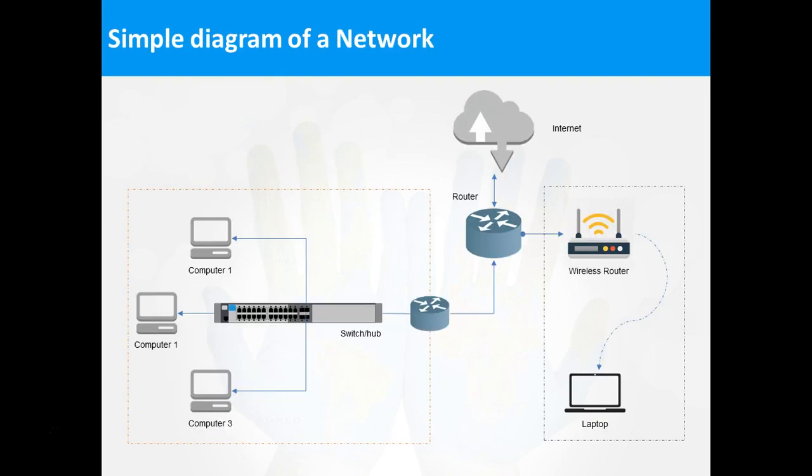So this picture shows a simple diagram of a network. Here you can see the network is composed of wireless devices and wired devices. You can see devices called switch, router, wireless router, laptops and computers. So these devices are called network devices. The network devices all together form a network.